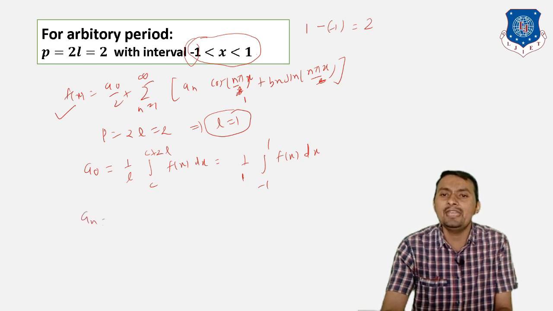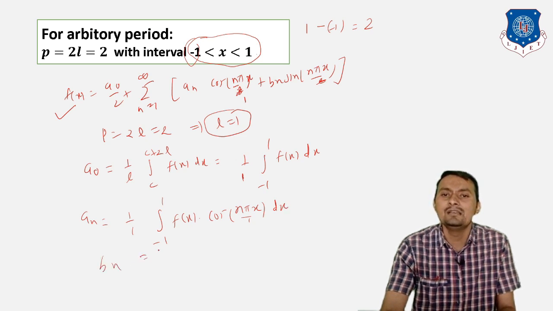And the same for an: 1 divided by L, but L is equal to 1, lower limit minus 1, upper limit plus 1, and here the function f of x times cos n pi x divided by L, but L is nothing but 1, and then dx. And similarly you can find dn, which is the integration from minus 1 to plus 1 of f(x) into sin n pi x dx, and that will be the formula.